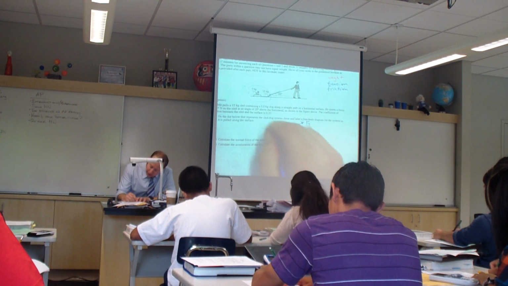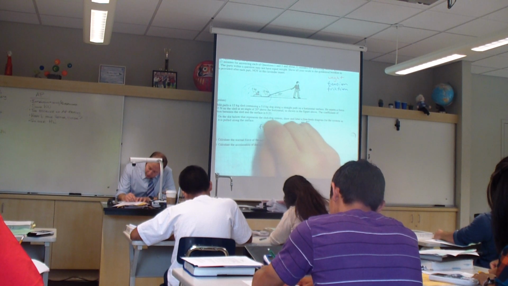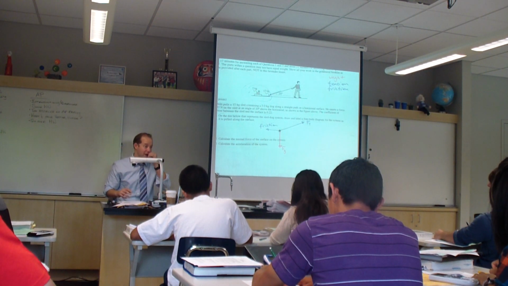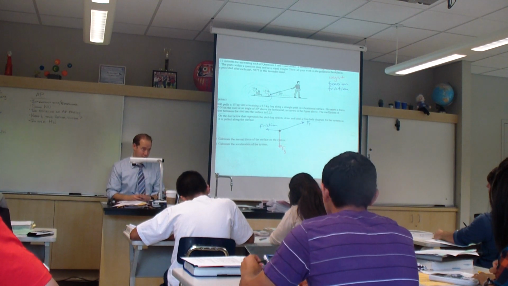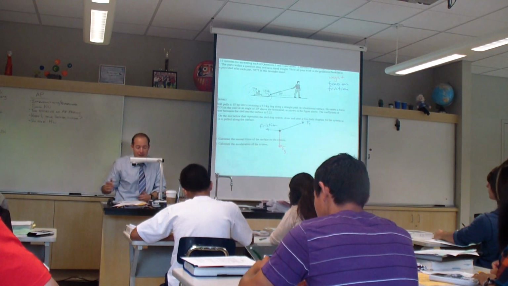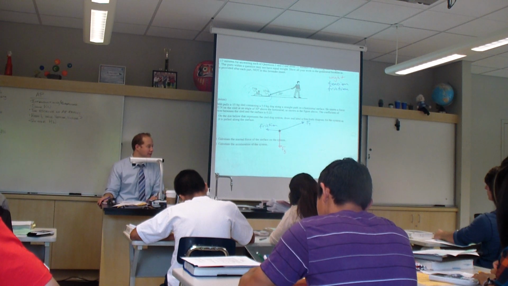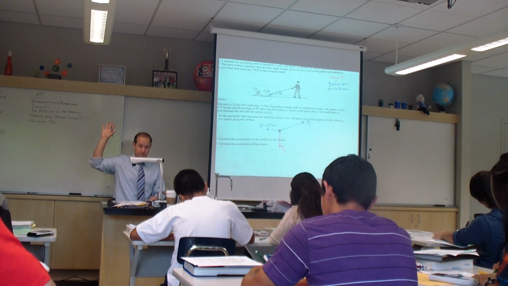Okay, it's directly to the left, and we'll learn a lot more about friction later, but the first thing you need to know is that friction directly opposes motion. So this thing is moving to the right, so friction has to be to the left. Any other forces you can think of?